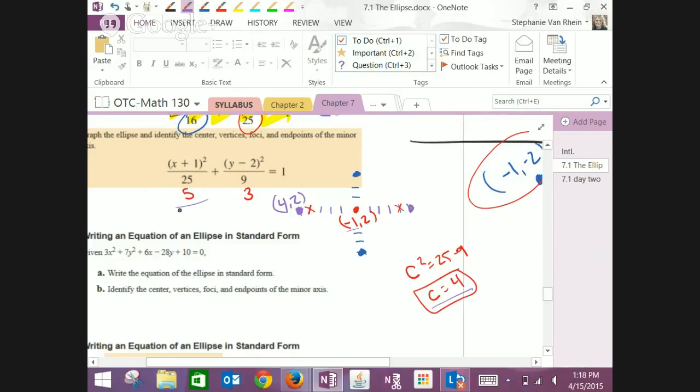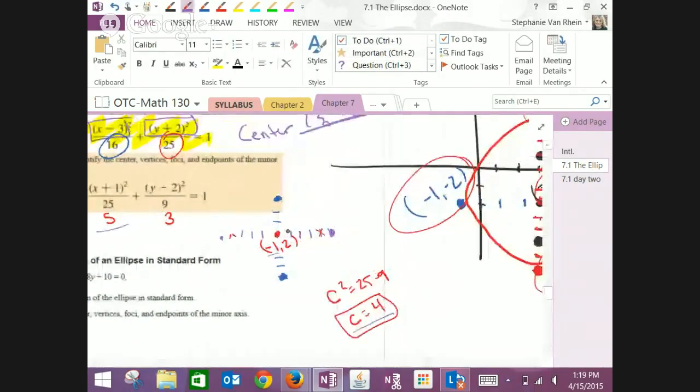I could take 5 units to the right. This would be minus 1. I did that backwards, sorry. Minus 1. This would be 0, 1, 2, 3, 4. So this would be 4, 2. If I go to the left, I have minus 1, minus 2, minus 3, minus 4, minus 5, minus 6. So this is minus 6, 2. Do you guys see that?